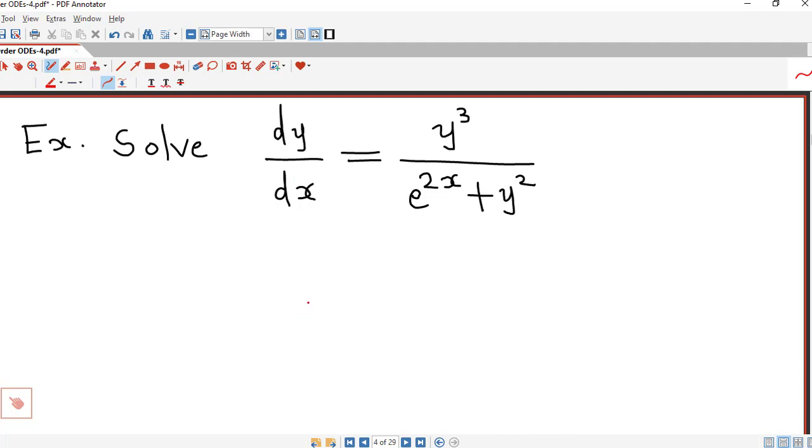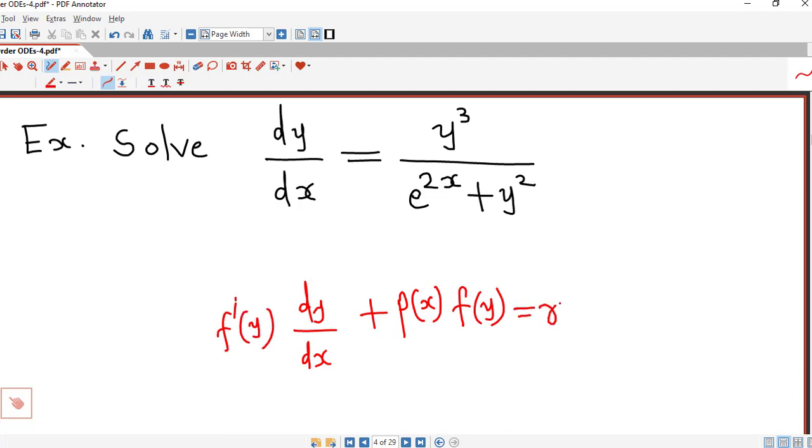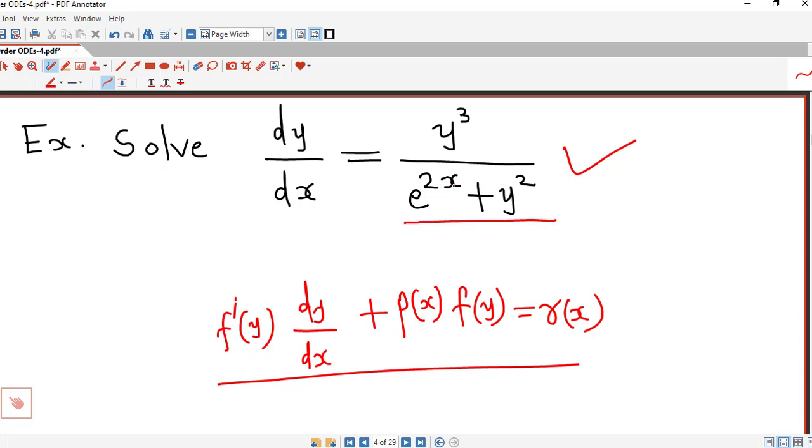If you observe this equation, we are not able to write it in this form, that is, some function of x times f of y plus dy by dx times the derivative of this function equal to r(x). We can observe that this differential equation cannot be expressed in this form. If we take this term on the left hand side, then also we will not be able to write this differential equation in this form, due to the addition of these two functions of x and y.